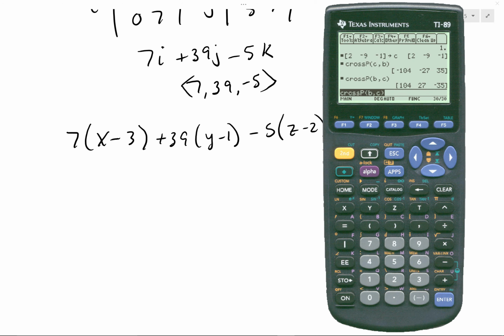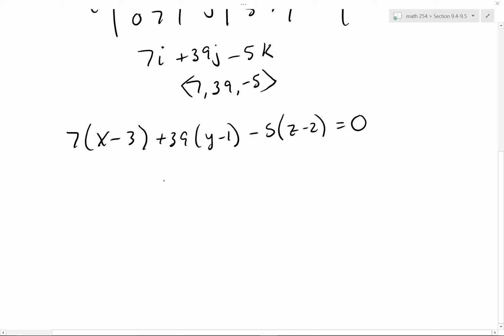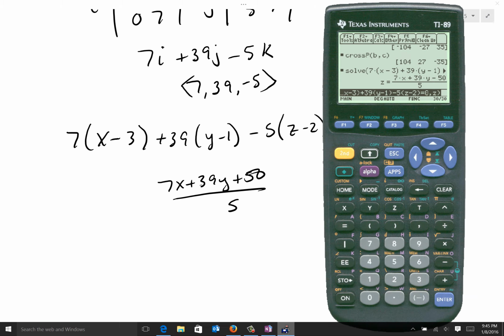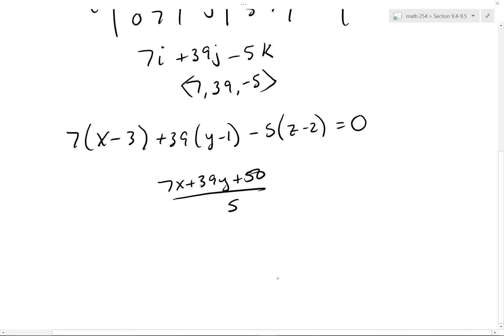Nice. Now, there is also a way to do this quickly on your calculator. And since most of us have 89s, I think it's a worthwhile thing to know. So I'm just going to do solve. 7 parentheses x minus 3 plus 39 y minus 1 minus 5 z minus 2 equals 0 comma z. Bam. That's it. So 7x plus 39y minus 5z minus 50. Okay? And then it's simply a matter of plugging that into the calculator and away you go.